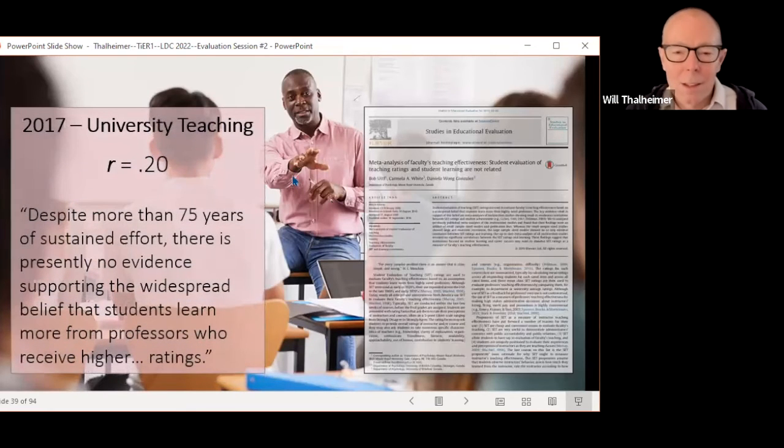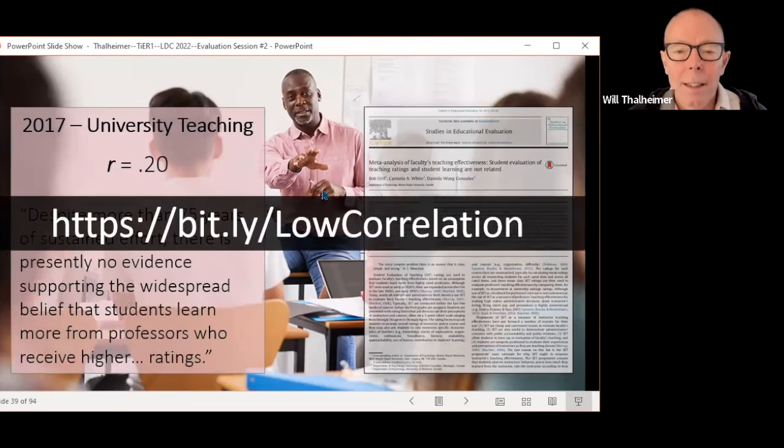By the way, this is not just a phenomenon in training, it's also a phenomenon in university teaching. If you need this kind of data, this meta-analysis data to convince your stakeholders, you can find this at this link here.